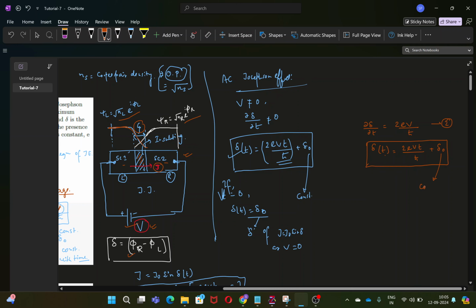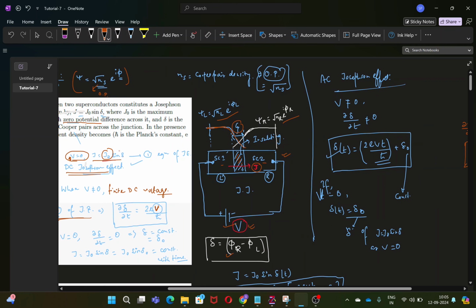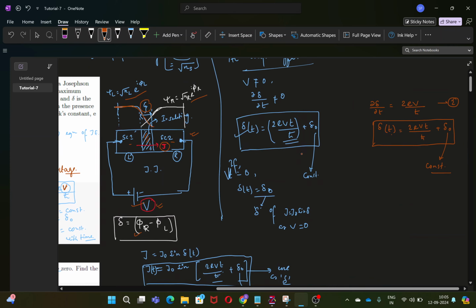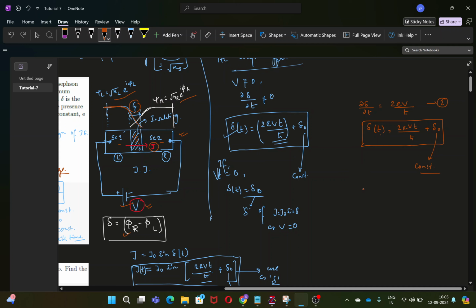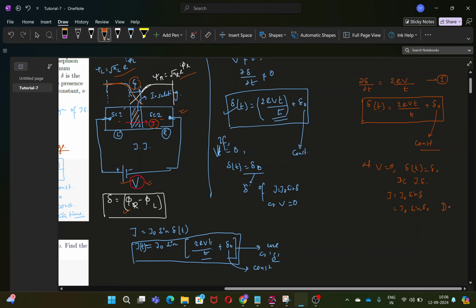This is the constant part which is time independent, which can be the same as the DC Josephson effect's phase delta. So this is the same as delta naught, because at V equal to 0, when there is no bias applied, delta of t is simply delta naught, or we reduce it to the DC Josephson effect, and you get J equal to J naught sine delta, where delta is your delta naught, which is time independent. Okay, that means it is a DC. This current does not change with time.